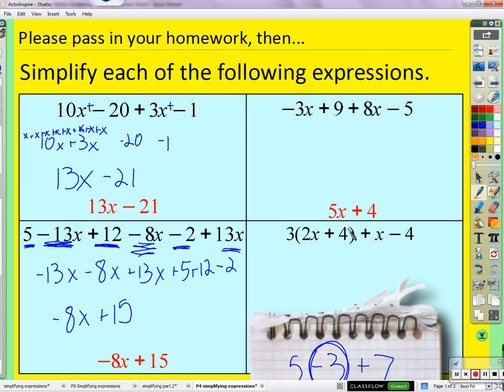We're going to hold off on this one because I threw it out there as a challenge, and just not enough of us are ready to move on to that. What I'm going to do is have you take out your worksheets, your homework. I'm going to show you the combined terms there. Okay, just take a look at them.